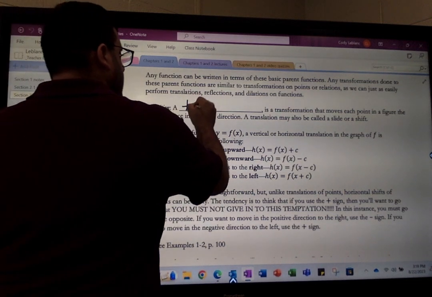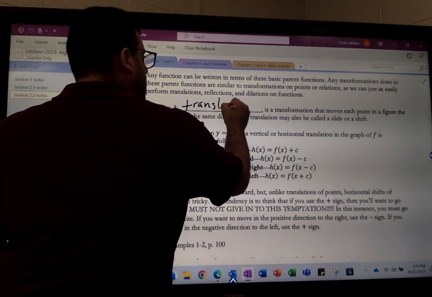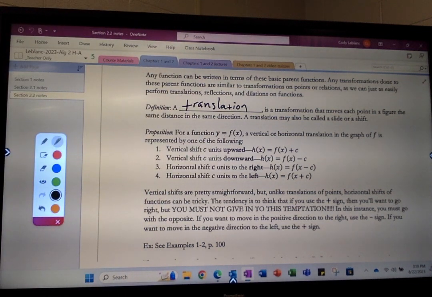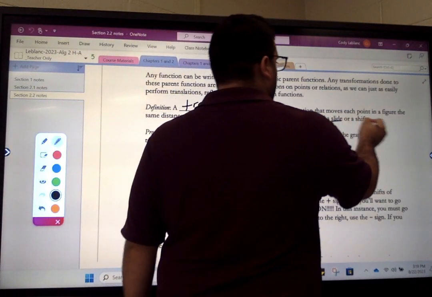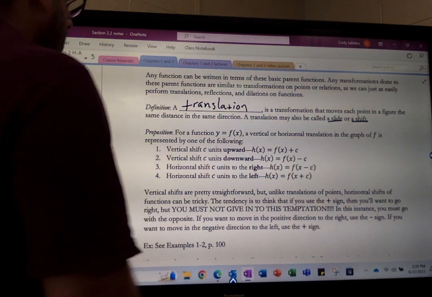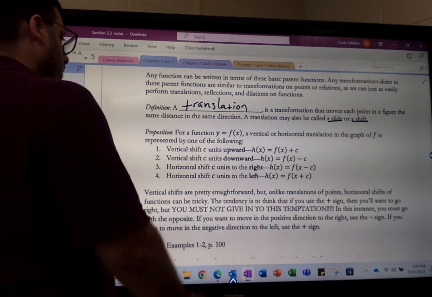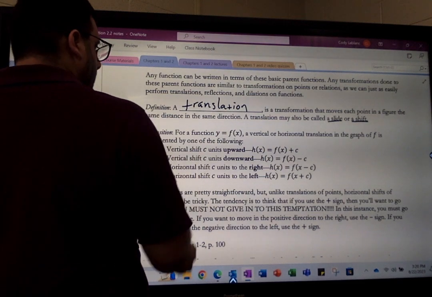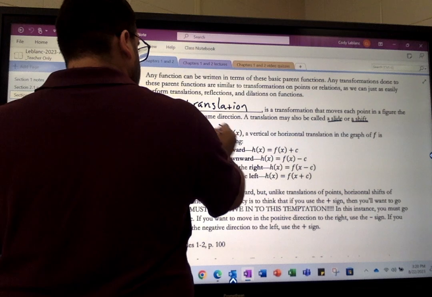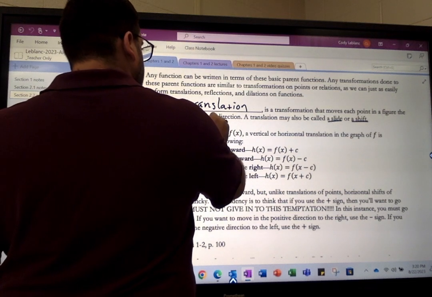A translation is a transformation that moves each point in a figure the same distance in the same direction. A translation is also called a slide or a shift. And we can move translations one of 2 ways, either horizontally or vertically. When you're looking for vertical shifts, let's say I have an original function. Anytime that we look at just f of x, that is our parent function.